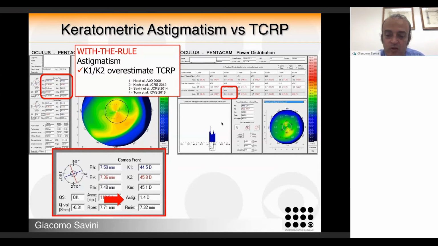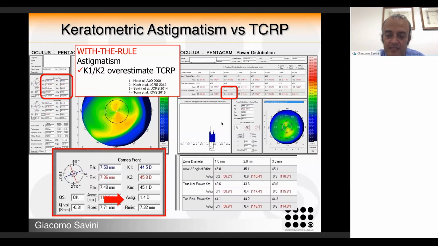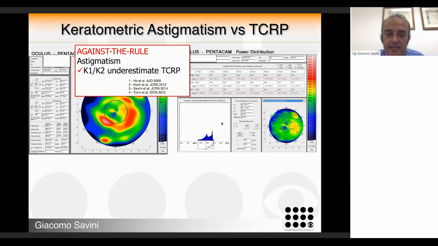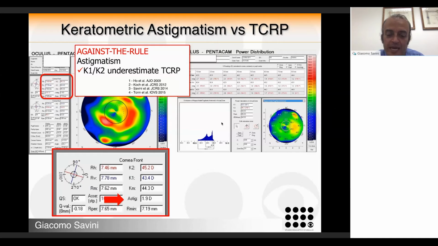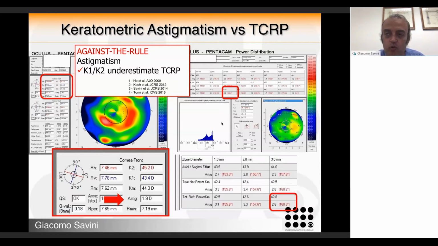But if you take the total corneal refractive astigmatism, it drops to 0.6. And in an opposite case with against the rule astigmatism, K1 and K2 underestimate TCRP. This is an irregular astigmatism, but you have 1.9 diopters against the rule with K1 and K2. But if you see the power distribution display showing the total corneal refractive power, you go up to 2.8.